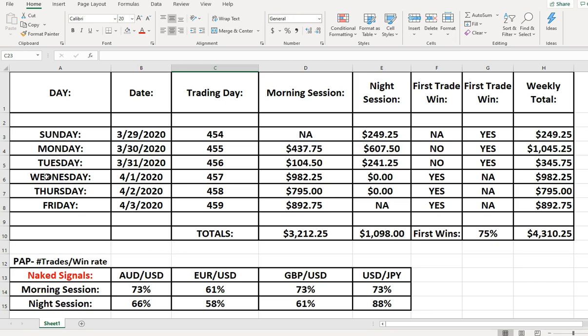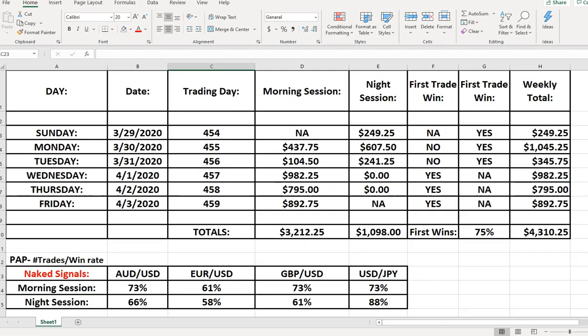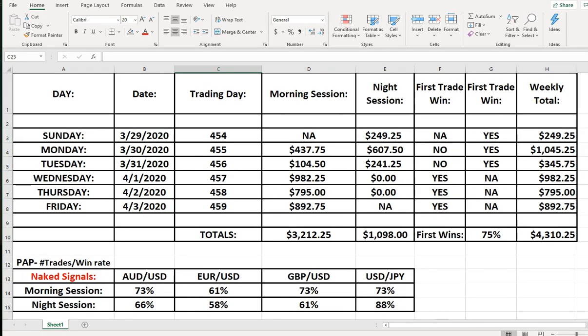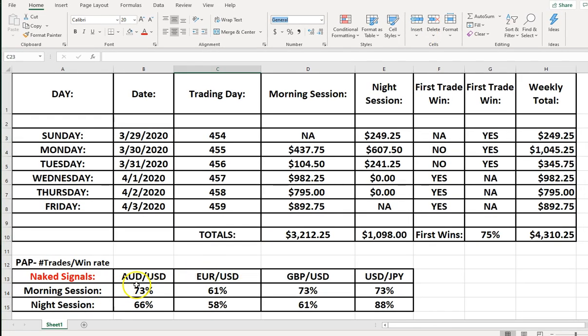Now, one of the things that I did this week is, these markets have been kind of shaky. You can see that in some of the results down here on the naked stats. But what I had decided to do is I was focusing mainly on the Aussie US. The reason I focused on the Aussie US is because historically it has continued to show the most consistent, high stats, as far as the naked setups are concerned. So Aussie and Euro have always been extremely high, then the US yen, and then the pound.